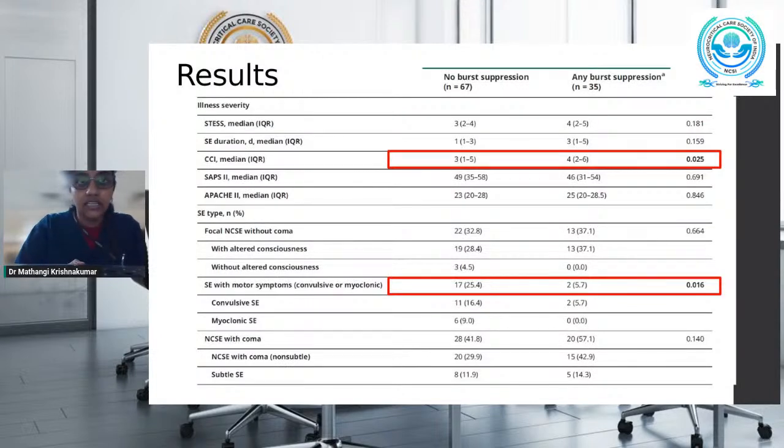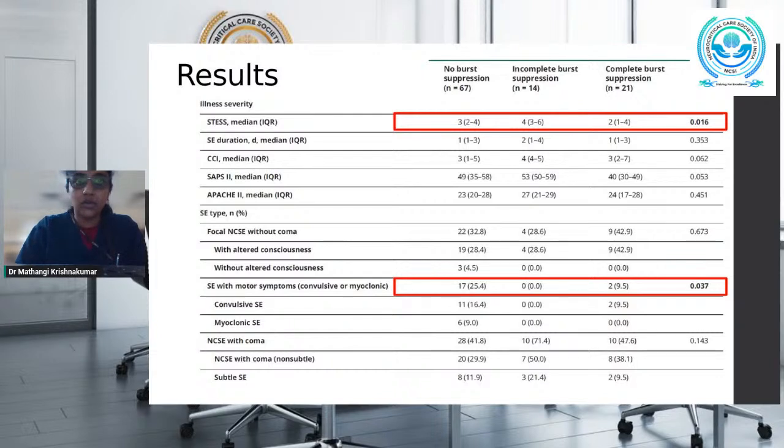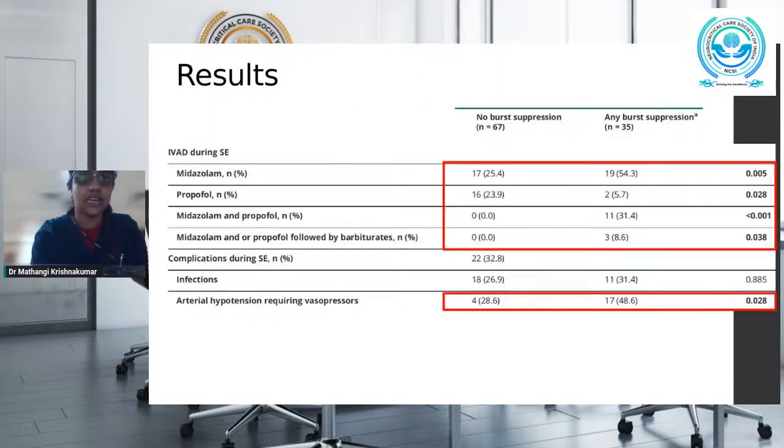Now looking at illness severity, the Charlson comorbidity index was higher in the burst suppression group compared to the no burst suppression group, and patients who had motor symptoms with status epilepticus were more in the no burst suppression group. So these two parameters were different between the groups. If we further divide into incomplete and complete, again the STESS was significant. We had higher STESS scores in patients with incomplete burst suppression, and again the percentage of patients with motor symptoms was higher in the no burst suppression group. So these were statistically significant.